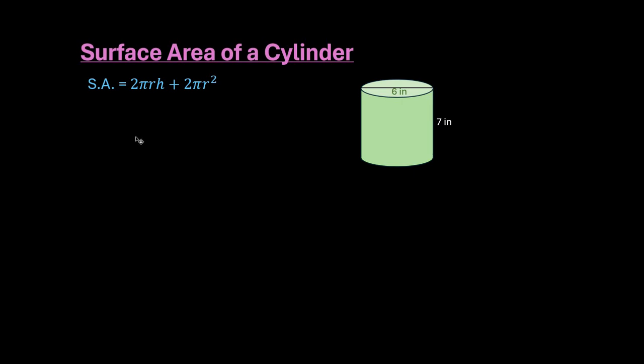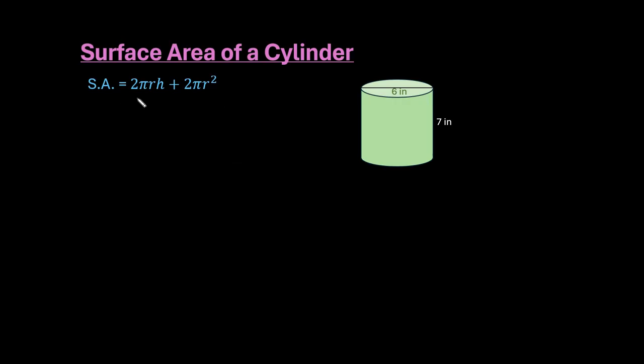Hi, for this video what I want to do is show you how to find the surface area of a cylinder. An application of surface area would be if you were trying to figure out how much metal you need to make, like, an aluminum can. That would be an example of needing the surface area of a cylinder.